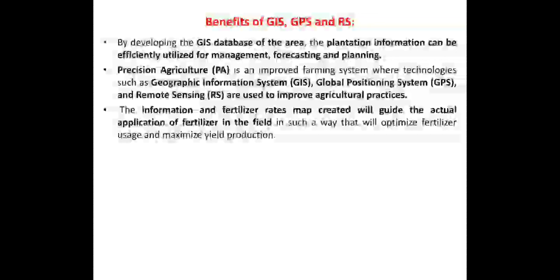Then in a livestock system also, GIS, GPS and remote sensing technologies are used. They also give information regarding fertilizer rate maps to guide the actual application of fertilizers in the field in such a way that it optimizes fertilizer usage and maximizes yield production.